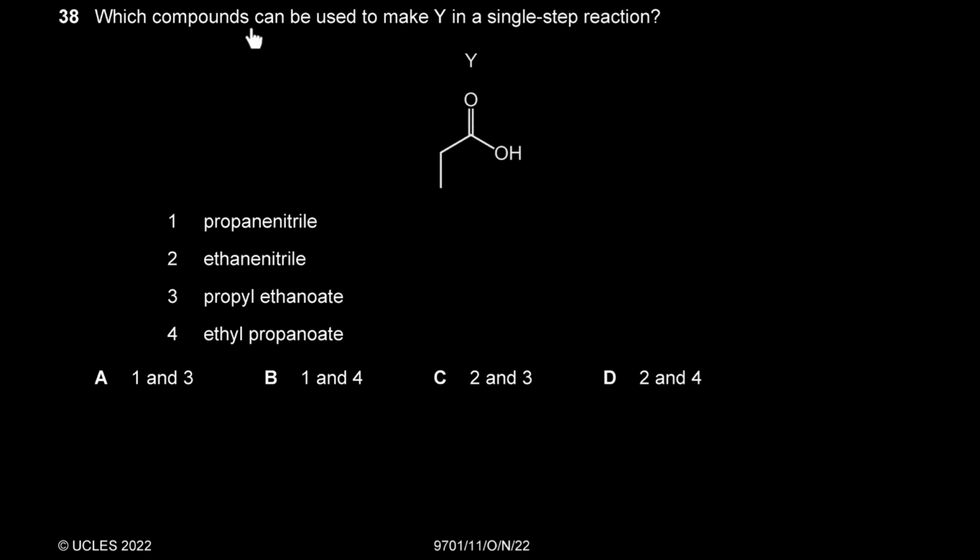Which compounds can be used to make Y in a single step reaction? Y is propanoic acid. That's CH3CH2COOH. Can propanenitrile be converted to propanoic acid in a single step? Propanenitrile is CH3CH2CN. It's a 3-carbon nitrile, that is propanenitrile, right? 1, 2, 3 carbons, that's propane, and then nitrile. So can propanenitrile be converted to propanoic acid in a single step?